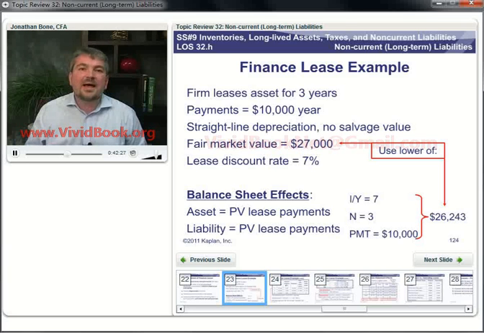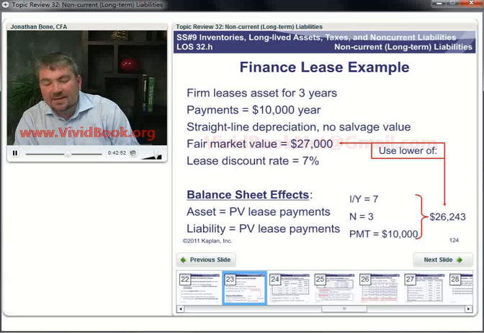Now compare that to the fair market value of the asset. The actual asset, if you'd gone out and bought it, cost 27,000, and we use the lower of the two figures, so we're going to record the asset and the liability at 26,243. So our asset's going to be recorded at the present value of lease payments. The liability is going to be recorded at the present value of lease payments, so 26,243. Now, the asset's going to be depreciated over time. The liability, we're going to have interest and principal payments.